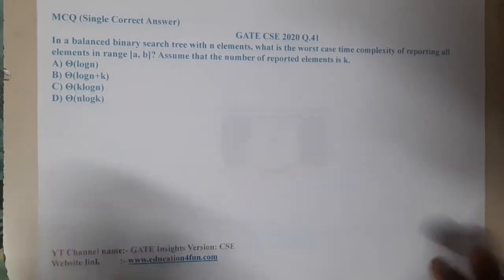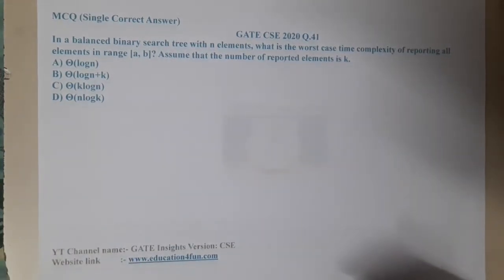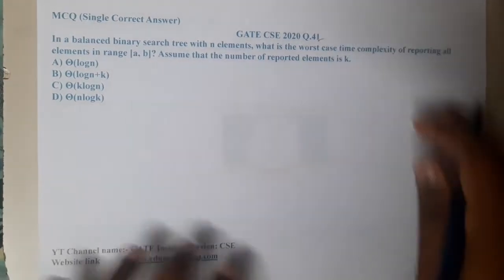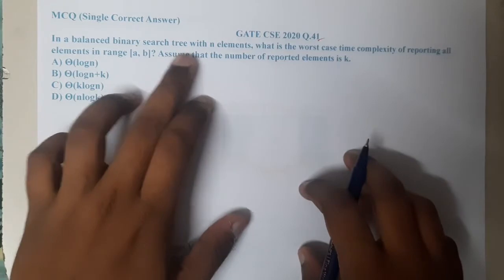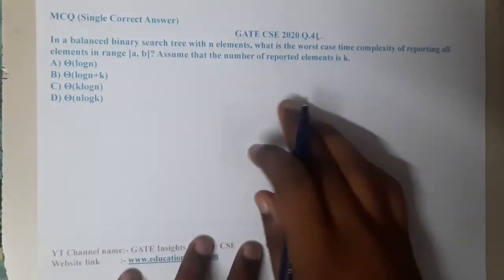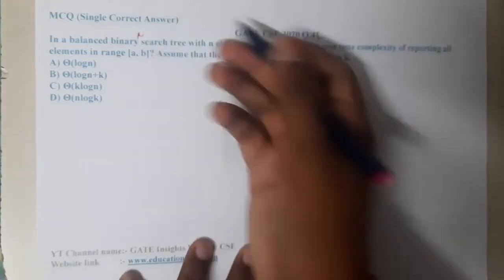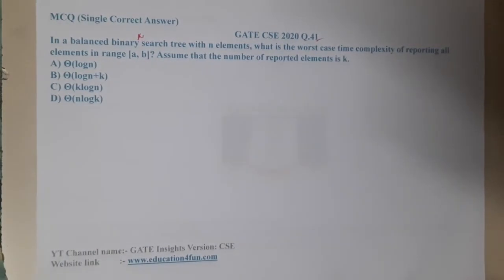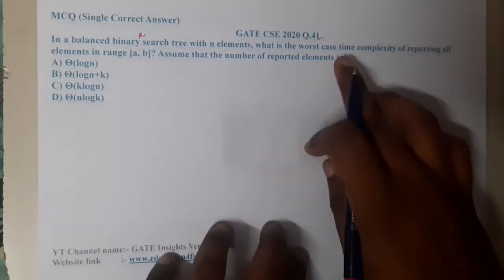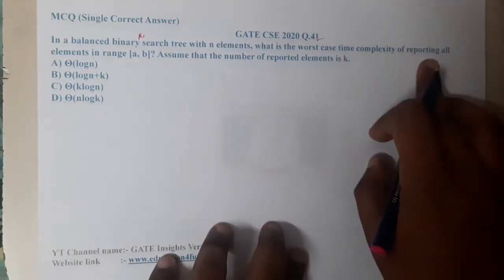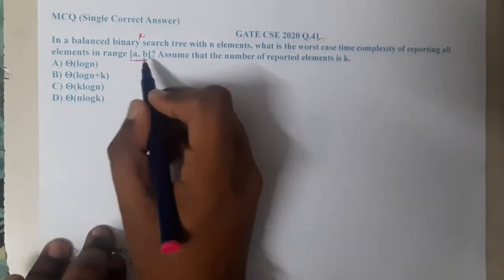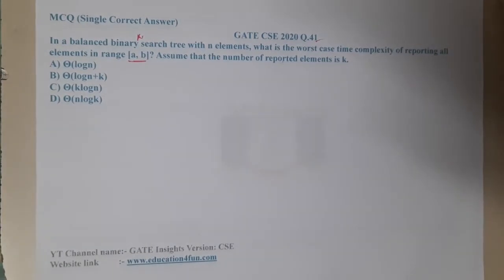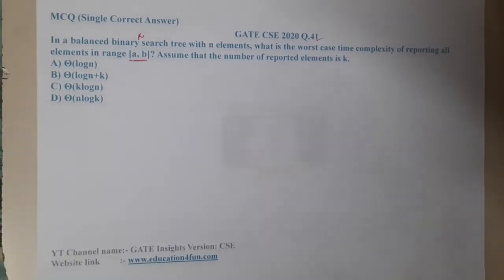In this lecture, let us go through the next question, that is GATE CSE 2020 question 41. In a balanced binary search tree with n elements, so it is balanced, which means it is indirectly an AVL tree type. What is the worst case time complexity of reporting all elements in the range A and B, assuming that the number of reported elements is K?